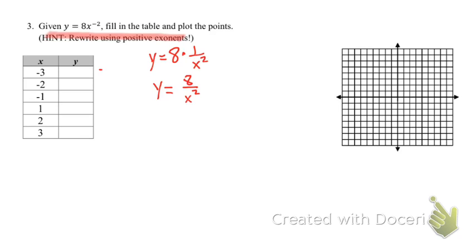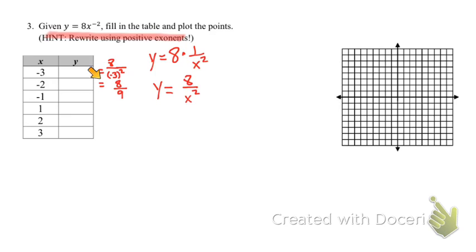So y equals 8 over -3 squared. Okay, so again, all I did was plug in -3 in for x, and now we do this math. So -3 to the second power, this turns into 8 over 9.